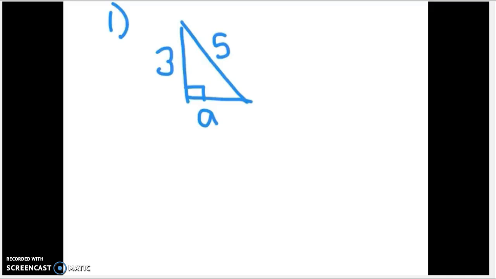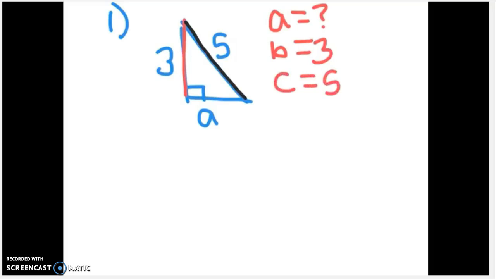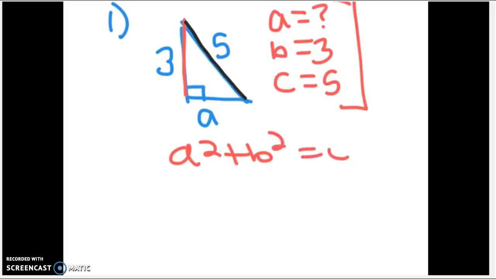So if we look at example 1 in your note packet, we have a right triangle and they're giving us that one of the legs is 3 and that the hypotenuse is 5. What I always do is start by labeling all of my variables. For A, I have no idea what A is. They didn't give me that. But B is 3 and C is 5. So I'm going to plug everything into my formula. Remember, my formula is a squared plus b squared equals c squared.